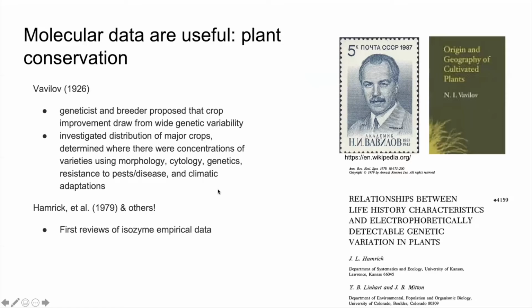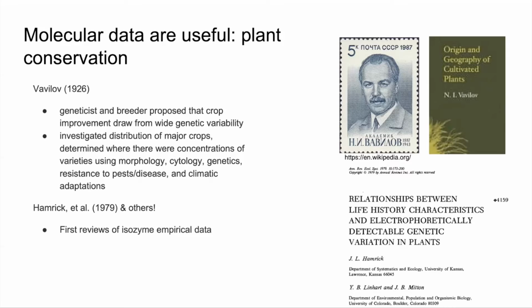In plant conservation, molecular data have early roots in the 1920s. Vavilov, a Russian geneticist and plant breeder, proposed that crop improvement could proceed by drawing from the wide genetic variability that occurred in the wild relatives of crops. And so he sort of determined where there were concentrations of different varieties and used plant morphology, but also cytology and genetics to look at resistance to pests and other diseases, and also their climatic adaptations.